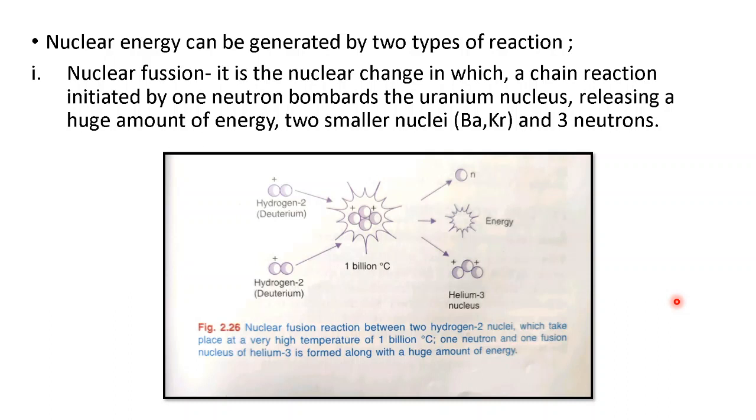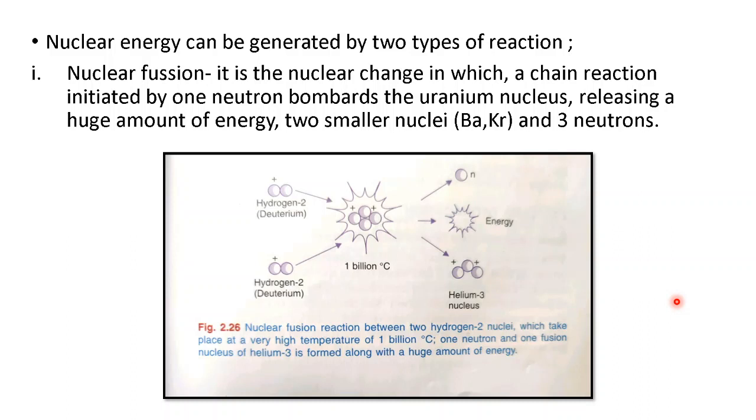Okay, the first one is nuclear fission. It is a nuclear change in which a chain reaction is initiated when one neutron bombards the uranium nucleus, releasing a huge amount of energy, two small nuclei, that is barium and krypton, and three neutrons.